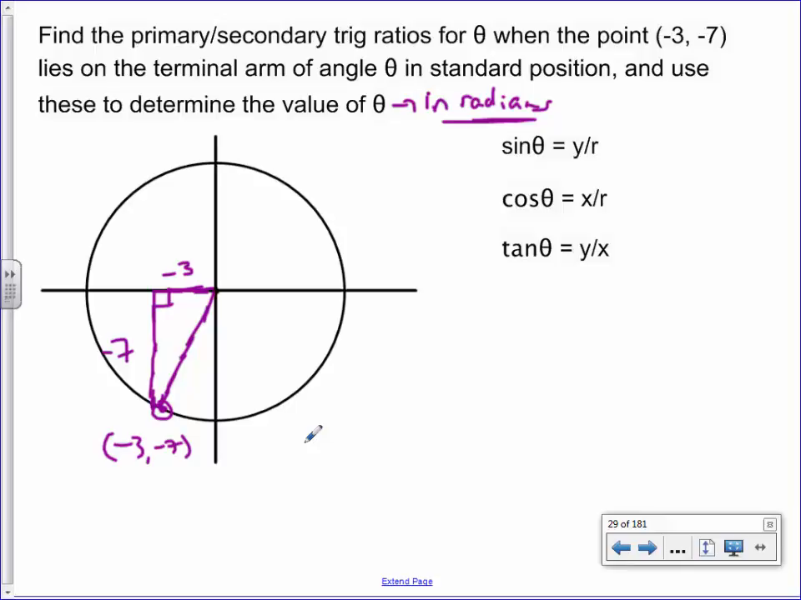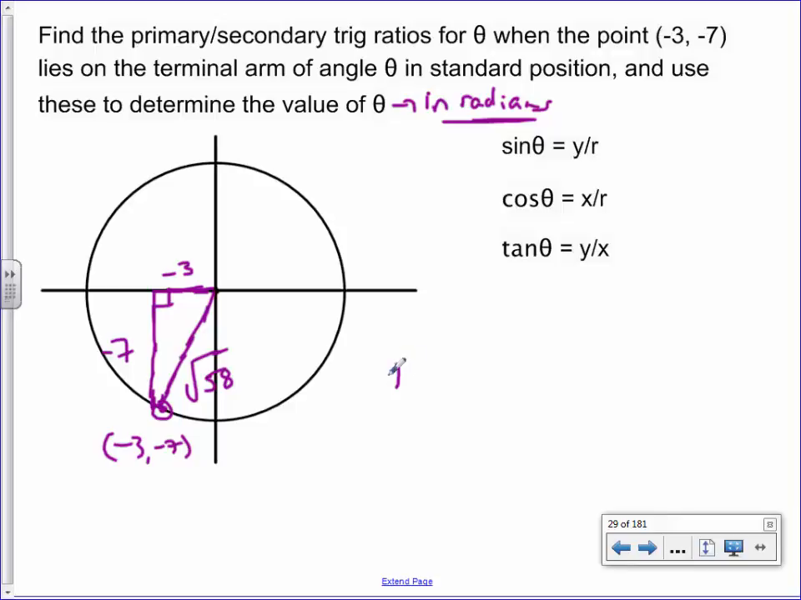3 squared plus 7 squared, square root the answer. Actually, I want to leave it as a square root. I'm going to make this root 58. Anybody else get that? Okay. First thing here, is this a unit circle, technically, at this point? No. What does the radius have to be for it to be a unit circle? What is the radius currently? Root 58. Is that 1? No, it's not. So here's the first trick I want to show you.